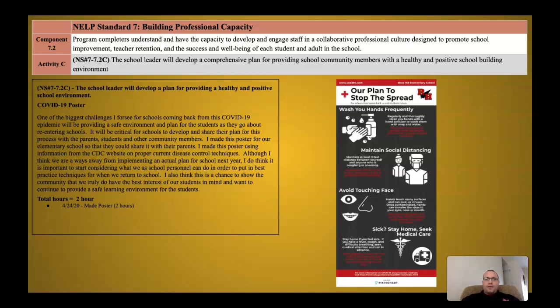We have to have a plan for maintaining social distancing practices, and avoiding touching the face for students. That'd be a concern, and then also passing that off to other students as well. And then addressing students that are sick or feeling sick, that they should stay home, and if they're running a fever, they should seek medical care.